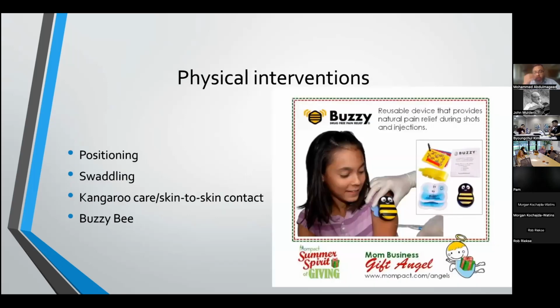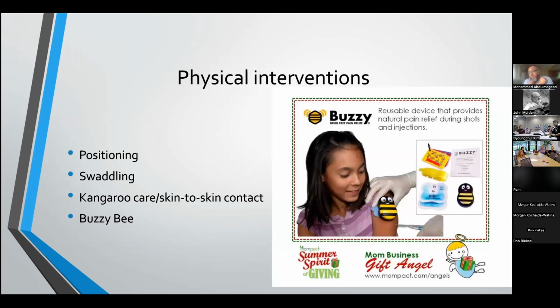Physical intervention: positioning, how the child is sitting, whether the parent is hugging them, sleeping in bed, what is a good position for the child. Swaddling is one of the effective methods in the NICU. If you want to poke a baby to get an IV line and you don't want them to cry, swaddle them very well, so they feel tight and secure.